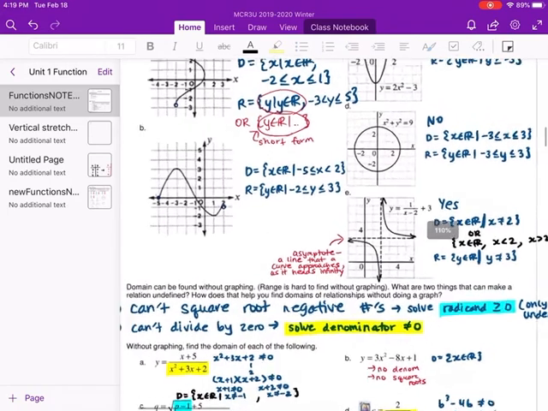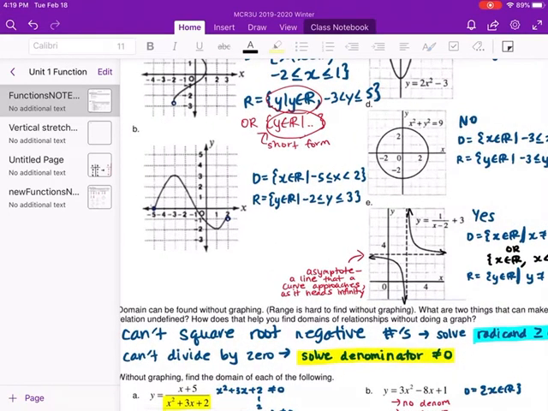Meanwhile, you can't divide by 0. So that's why we're trying to solve for when the denominator can't equal 0. So we find out when that is. Okay, and those are where the asymptotes are.